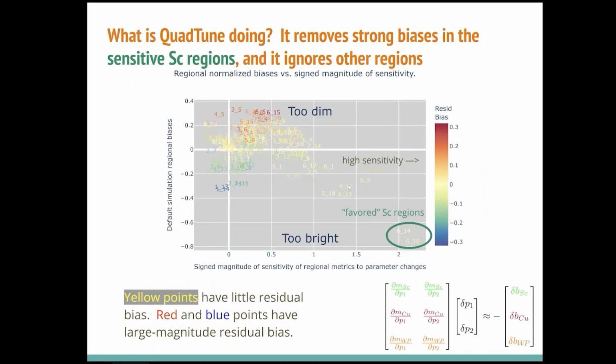And along the horizontal is sensitivity. We have all 162 regions here, and we've plotted them. This is high sensitivity, so the favored stratocumulus regions have very high sensitivity. And then on the vertical axis, we've plotted the bias. So these points down here are too bright, so the stratocumulus were too bright. And these points are too dim here.